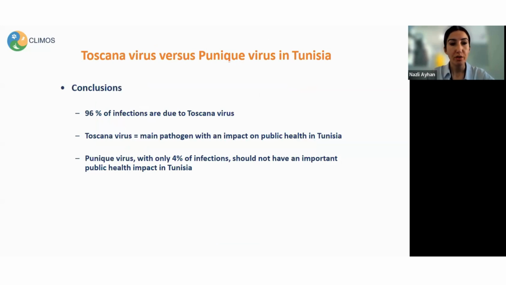So, as a conclusion, from the Phleboviruses, 96% of infections are due to Toscana virus, which means Toscana virus is the main pathogen with impact on public health in Tunisia. And Punic virus, with only 4% of infections, should not have an important public health impact.